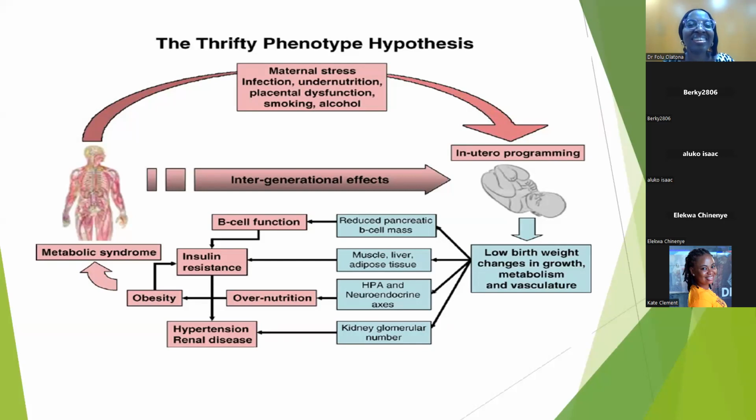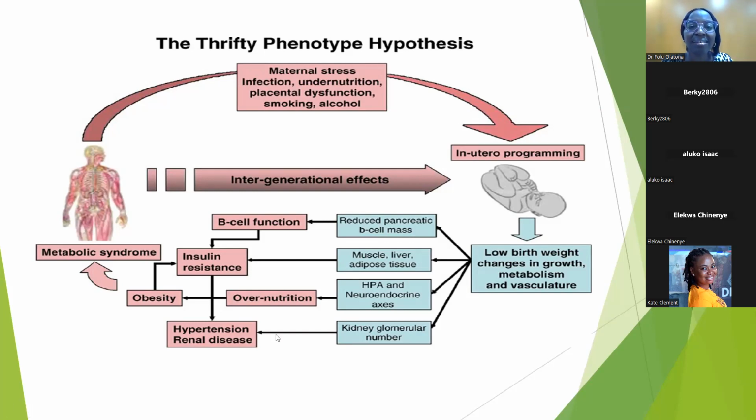If a lady is stressed, has an infection, is undernourished, has one problem or the other, or indulges in smoking or alcohol, the baby is programmed for non-communicable diseases. The arrow goes to my right. In utero programming: because of that inadequate state of the woman, the baby that she will conceive is already programmed for problems, programmed to be small.